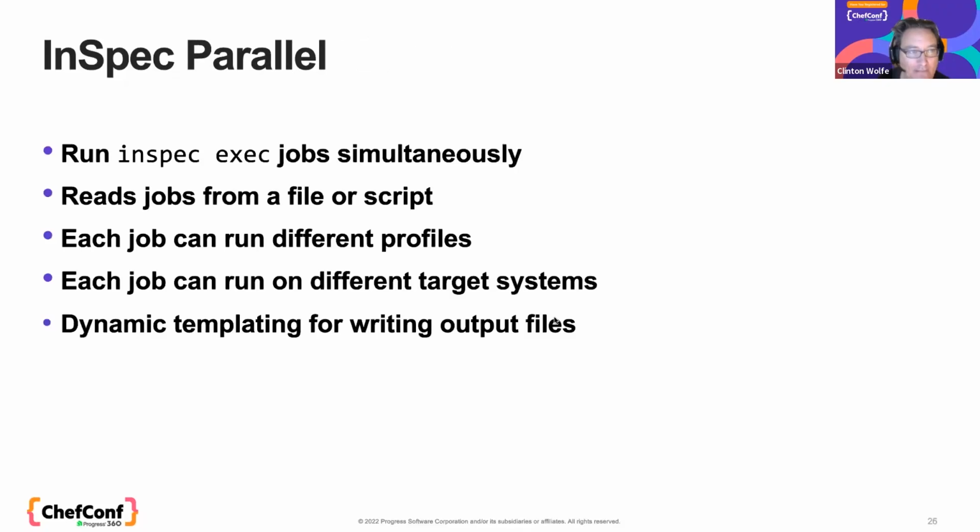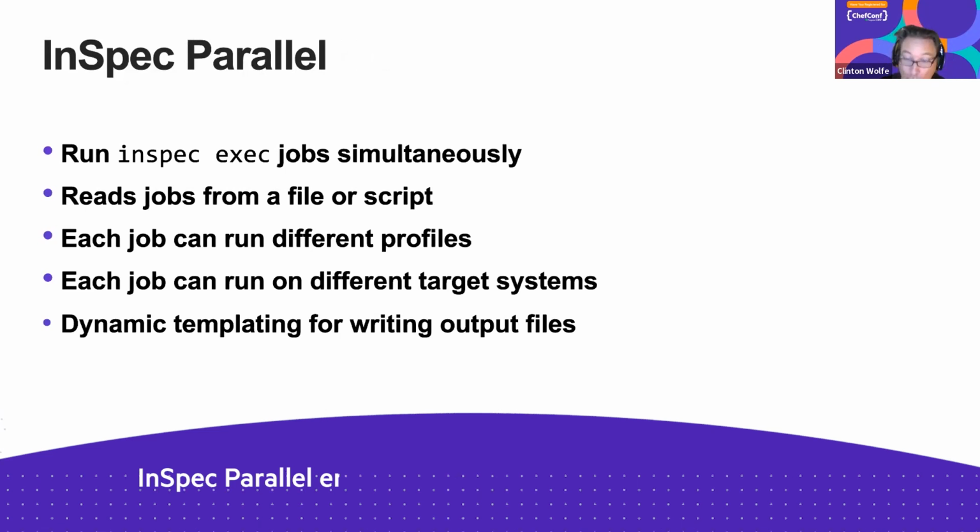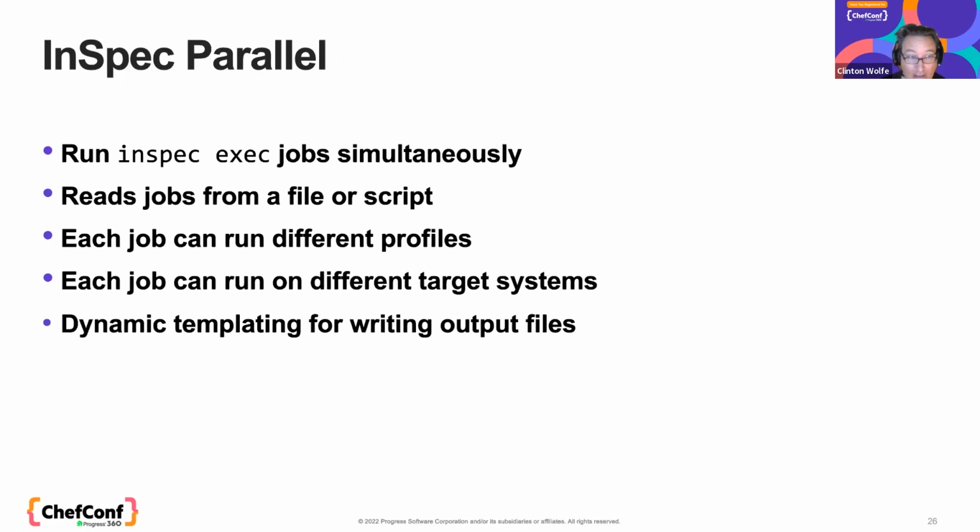All right. Finally, we come to InSpec Parallel, one of the most powerful features we have ever developed for InSpec. InSpec Parallel allows you to run InSpec exec jobs simultaneously. In other words, run more than one scan at the same time. This is a very powerful feature. It allows you to read jobs from a file or from a script, and most recently, even from standard input. Each job can run different profiles, and each job can even run on different target systems or a combination of the two. You could run different profiles on different target systems if you want.